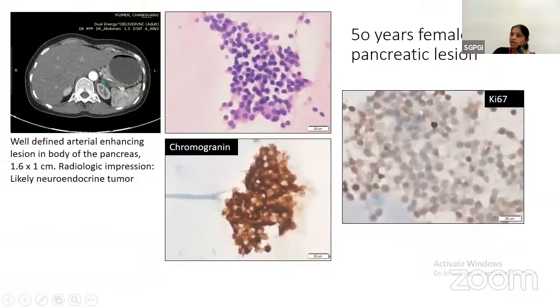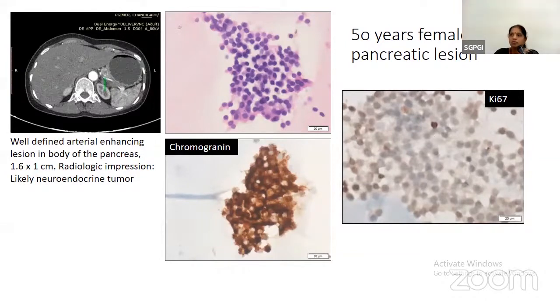But yes, like I said, ancillary techniques is what I have to talk about. So here was a small pancreatic SOL, 1.6 into 1 centimeters. And this was what we had. We had a nice cell block, and we applied chromogranin. And of course, we also do a Ki67.